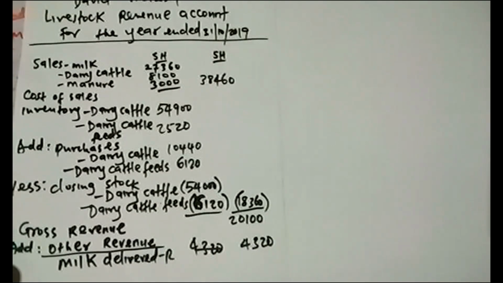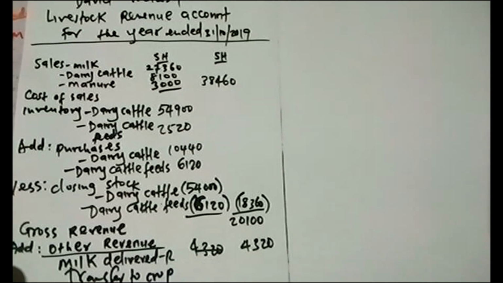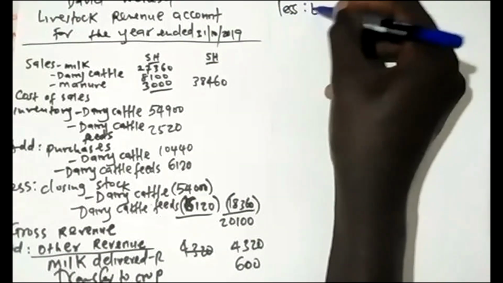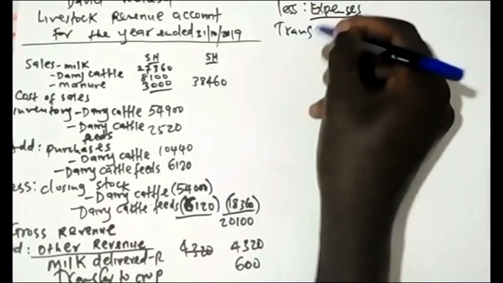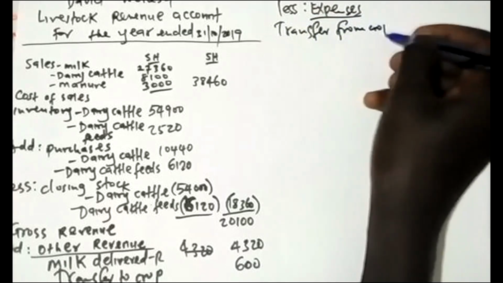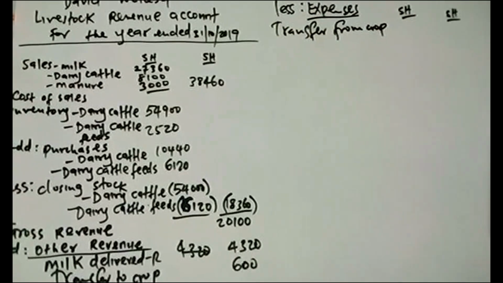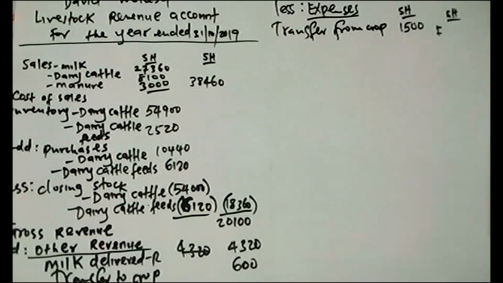Then we have another inter-enterprise transfer to crop. There was that manure which was removed from the cow shed and was being taken to crop. After that, we can raise expenses. The expenses which we can deduct are all about transfer from crop. What was being transferred from crop is all about the maize stocks, and the total amount for those was 1,500.